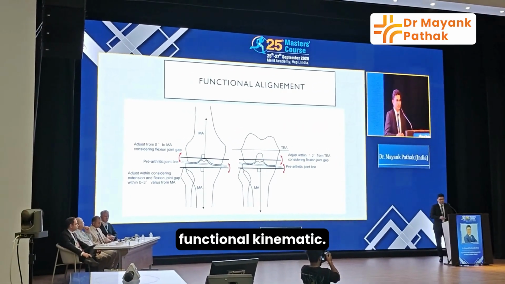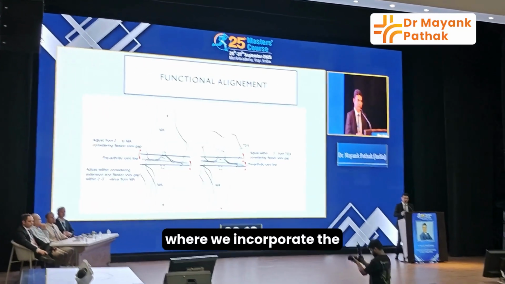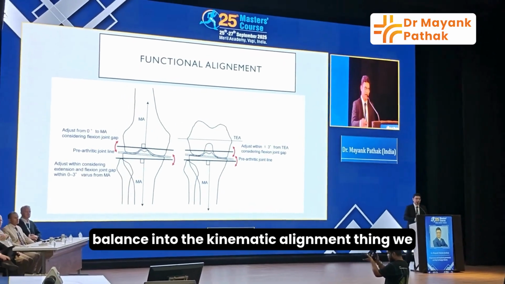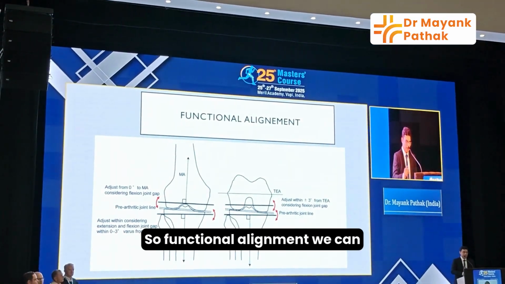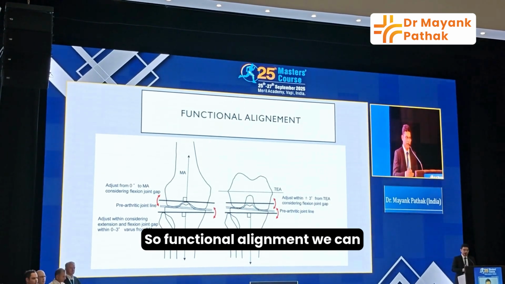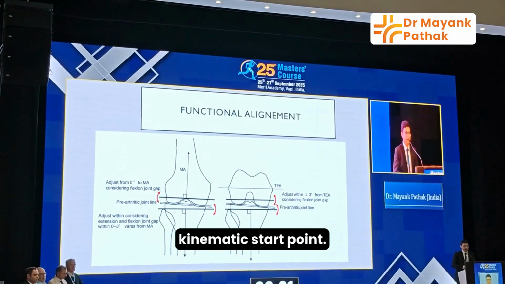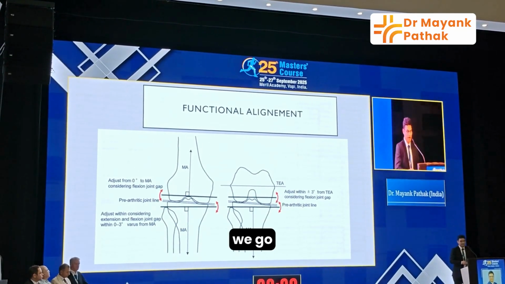Functional alignment is where we incorporate the balance into the kinematic alignment. We don't go for only the bony cut. So in functional alignment, we can have a mechanical start point, or we can have a kinematic start point, and after that start point we go for the balancing.